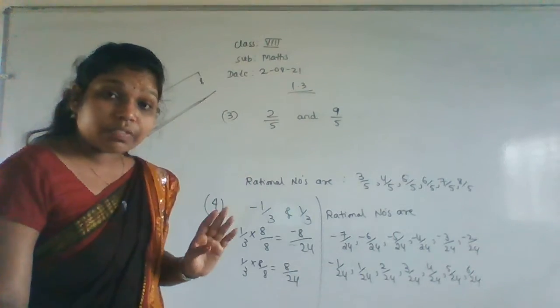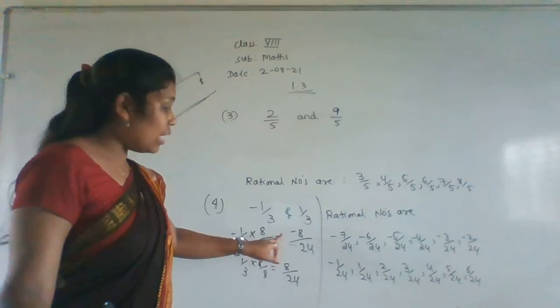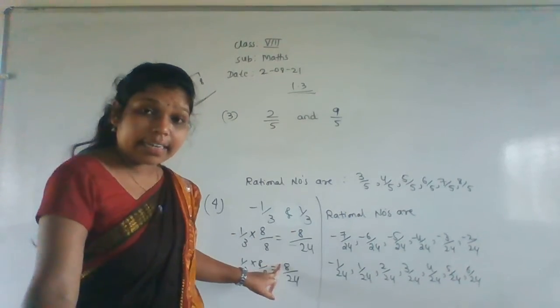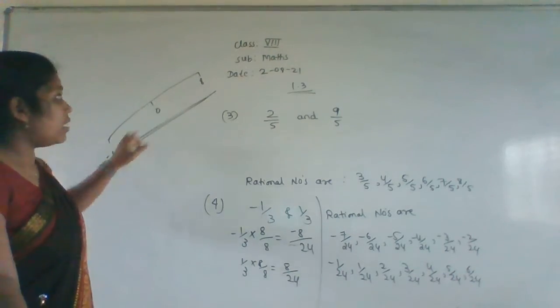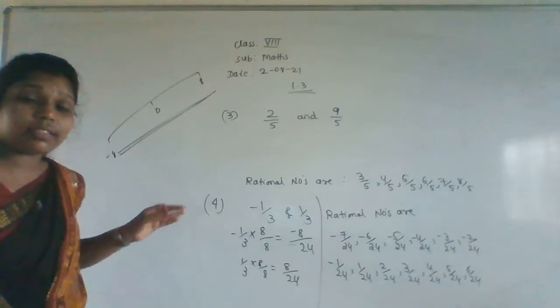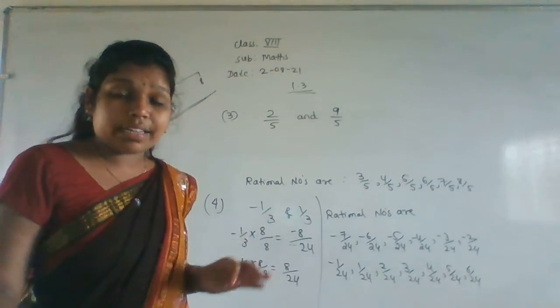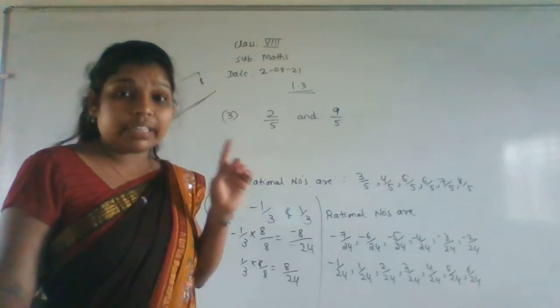So now observe the numerator values. Here minus 8 is there, here 8 is there. So in between minus 8 to 8, so many numbers are there: minus 7, minus 6, minus 5, minus 4, minus 3, minus 2, minus 1, 1, 2, 3, 4, 5, 6, 7, 8.